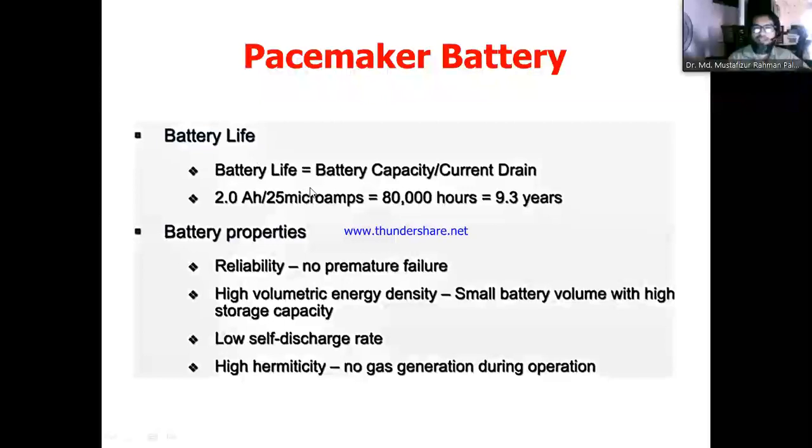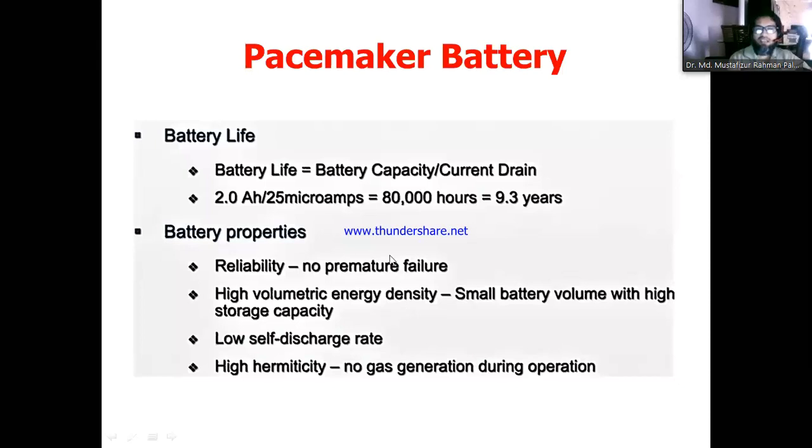Battery life depends on current drain, averaging 9.3 years or 80,000 hours, and it is usually reliable, with no premature failure. It is a highly technical electrical device with high volumetric energy density. So a small battery volume with high storage capacity can generate impulses for a long time, with a low cell discharge rate and high hermeticity, so no gas is generated during operation.